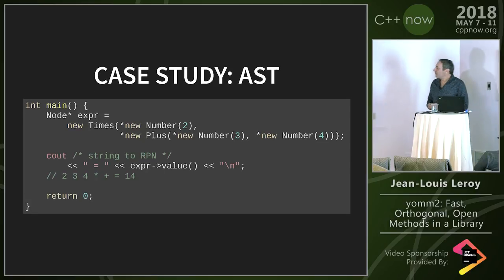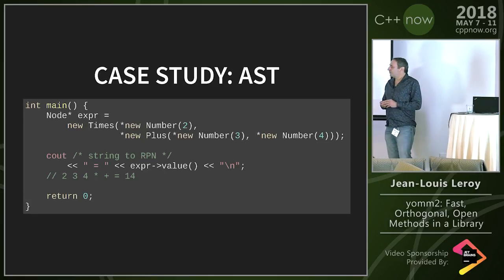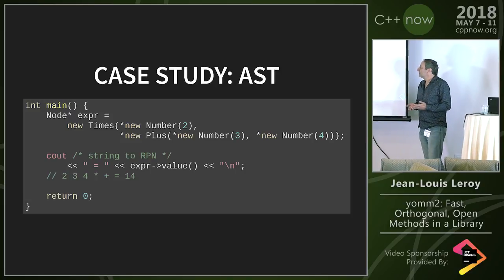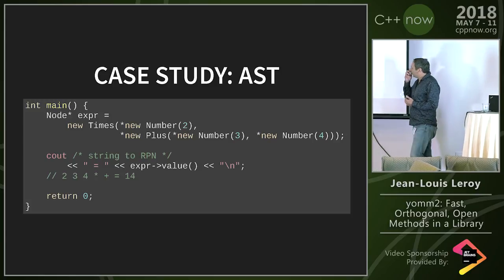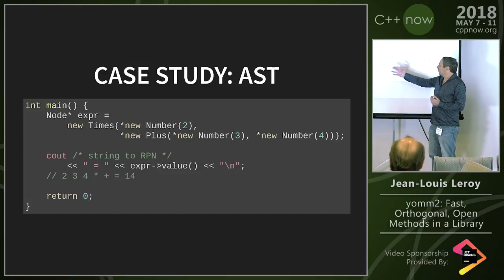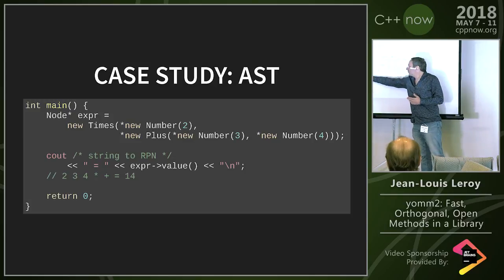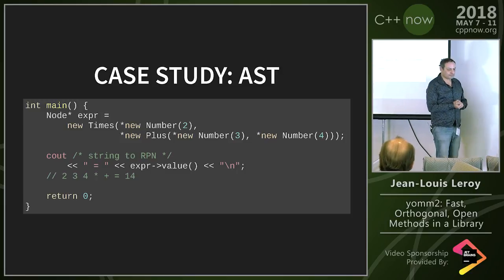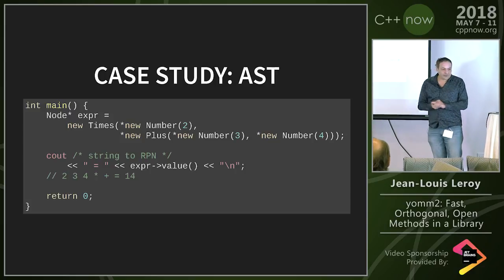And now the problem we have is that we want to render the AST, for example, using reverse Polish notation, like on all Hewlett-Packard calculators. So I would like to write a function that would return a string, and the output of this line would be 2, 3, 4 times plus, and then as before equal 14. So how can I go about doing this?